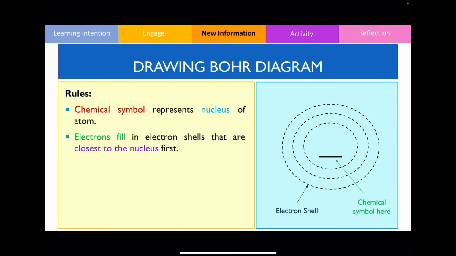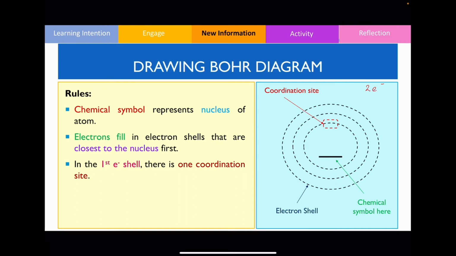Now, when we start to fill up the electrons in each shell, we always fill in electron shells that are closest to the nucleus first, so starting from the lowest energy, then moving away to higher energy levels. In the very first electron shell, there is one coordination site as shown over here. Each coordination site can only hold up to 2 electrons, so you draw the first 2 electrons next to each other like so.